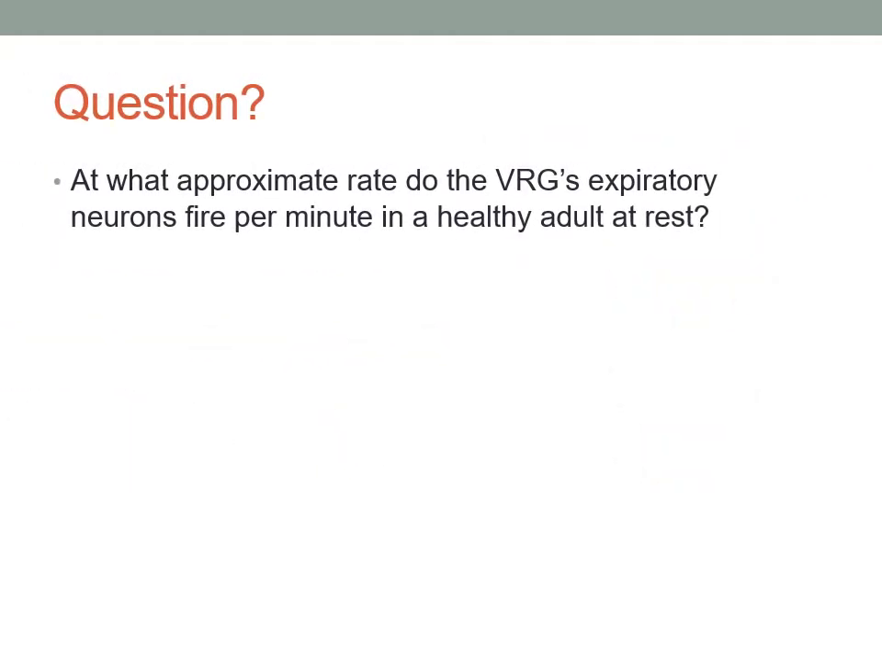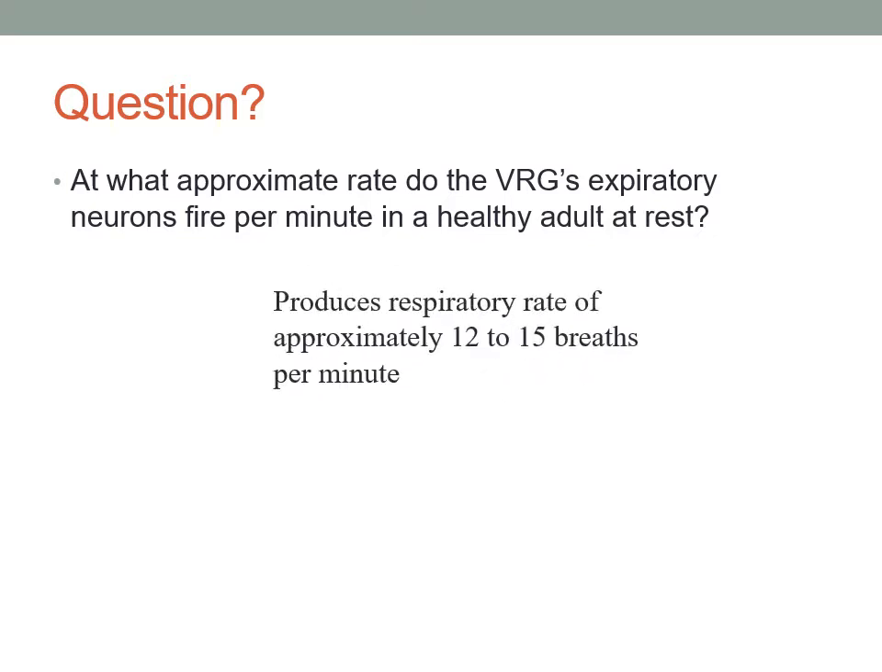So, I want you to think about what we just went over. At what approximate rate do the VRG's expiratory neurons fire per minute in a healthy adult at rest? The VRG produces a respiratory rate of approximately 12 to 15 breaths per minute by firing off their neurons for expiration.